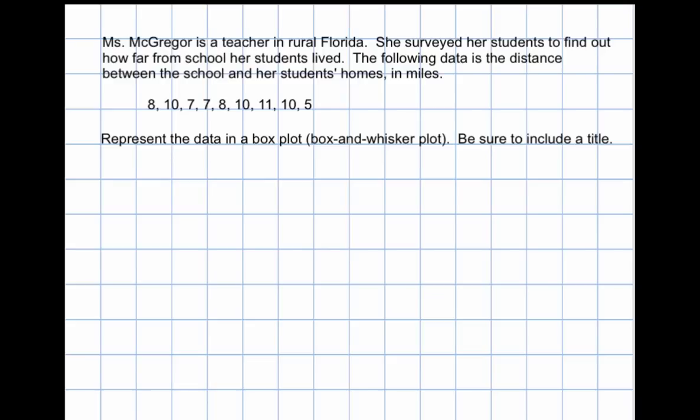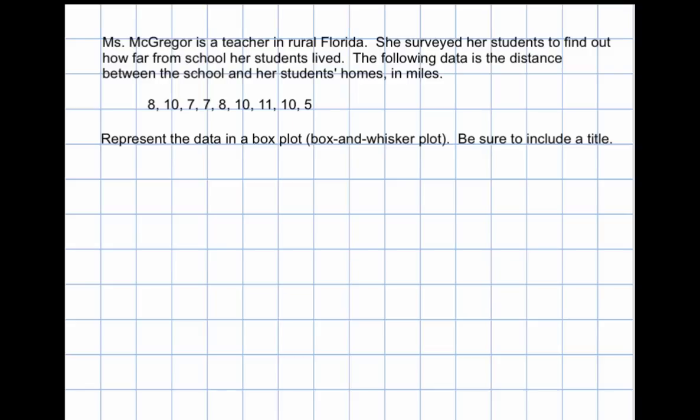So again, in keeping with the previous two videos in this video series, we're going to stay with the same word problem, and we're going to graph this data on a box plot. So let's get started with the actual work.